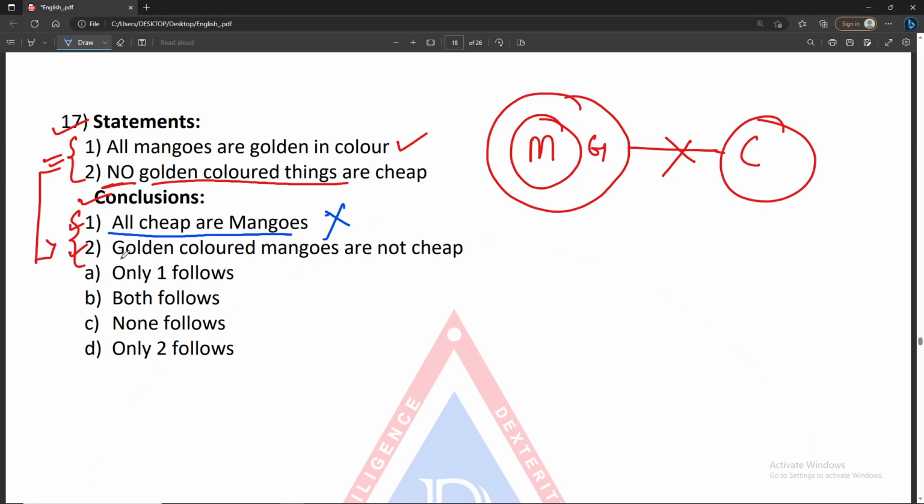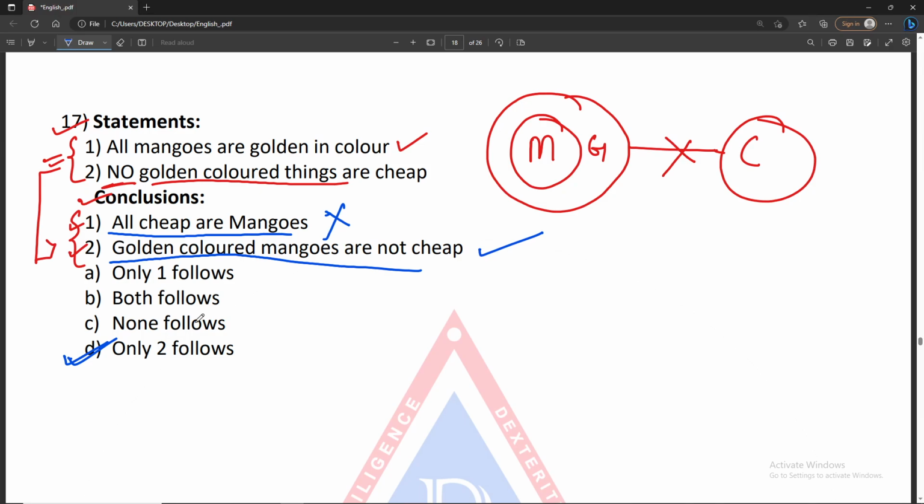So second, golden colored mangoes are not cheap. It's correct, because all the golden part is not cheap. So golden colored mangoes are not cheap. So the second option is correct. So only 2 false.